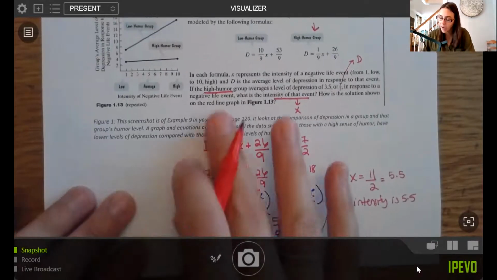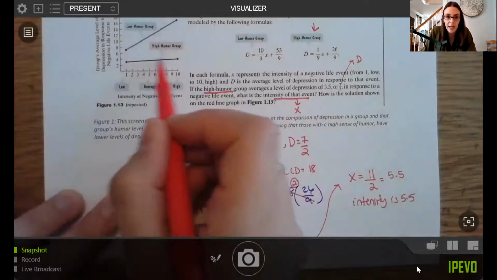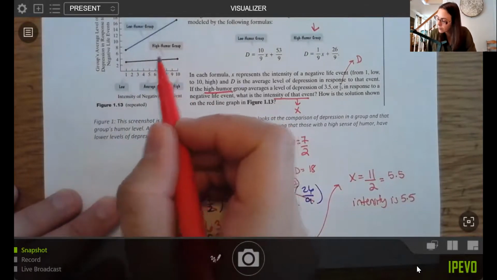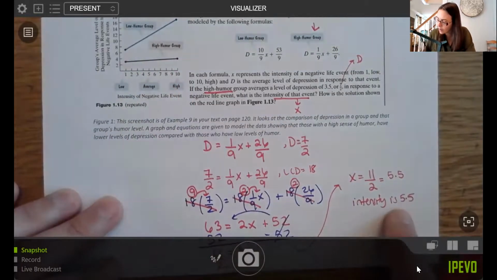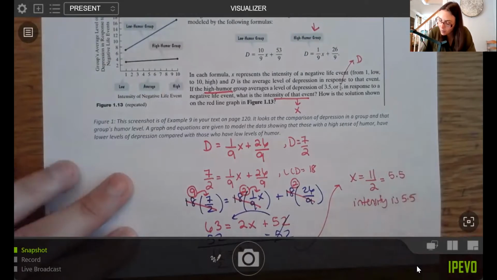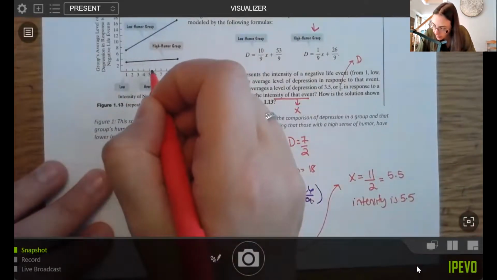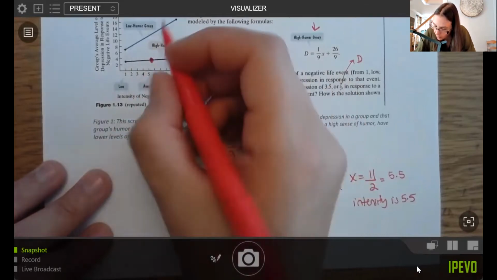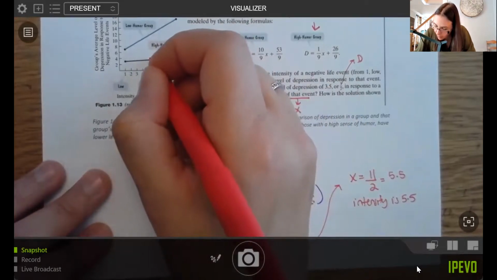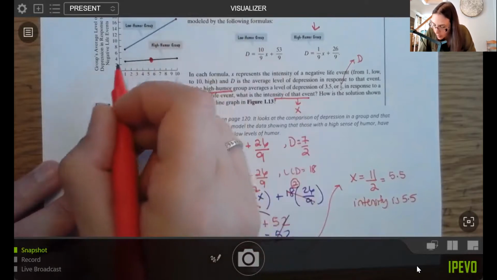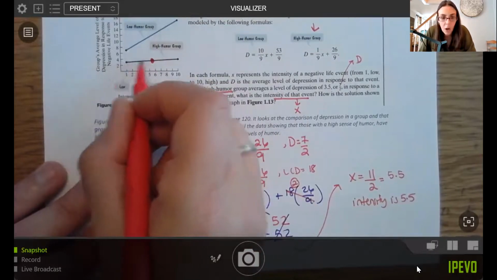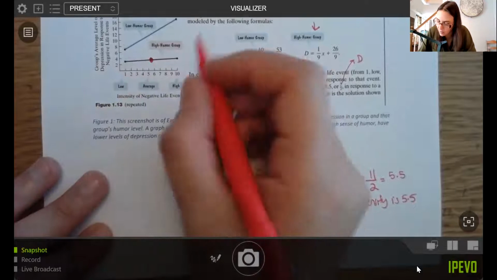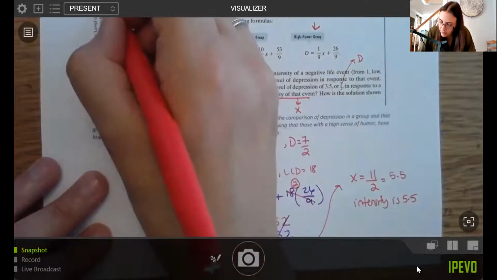And we can see that on the graph. Notice that the red line here is the high humor group, or the bottom line. So when x is 5.5, we're right around here, right? And if I go up, I see that point would be right there. So there's your value of 5.5 on the x-axis, and there's your value of 3.5 on the d-axis. So this is x and this is d in this case.